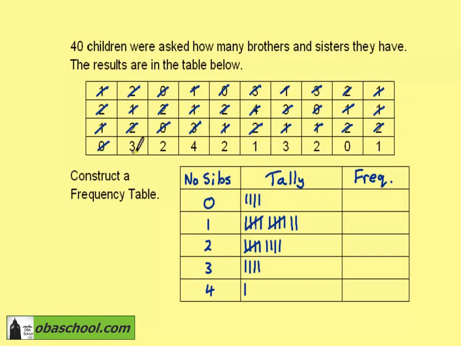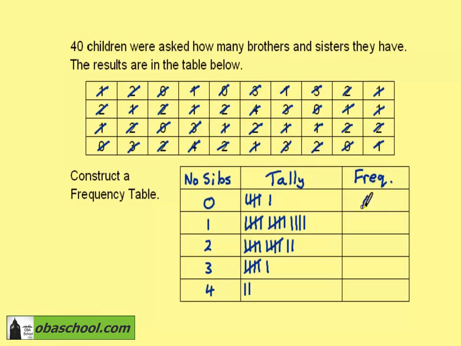Now for the final row we have a 0, a 3, a 2, a 4, a 2, a 1, a 3, a 2, a 0, and finally a 1.